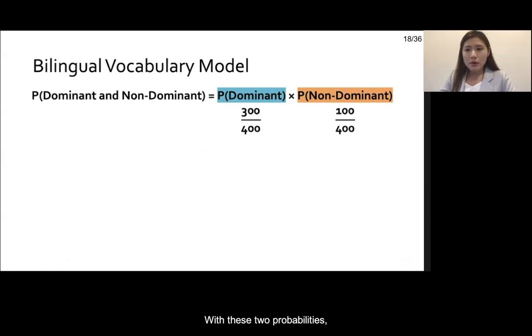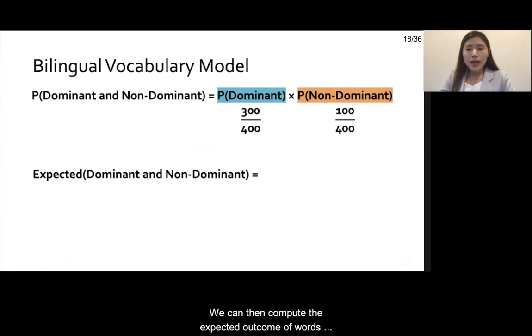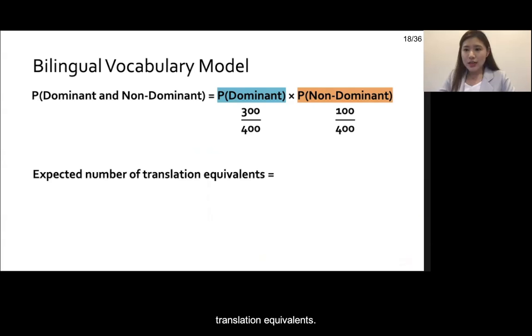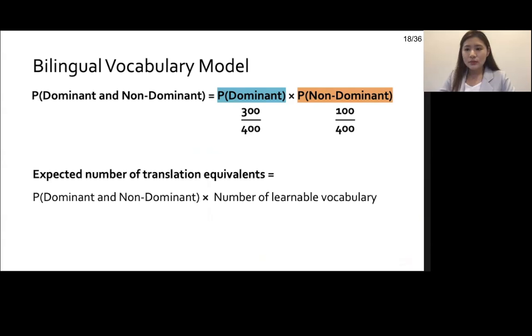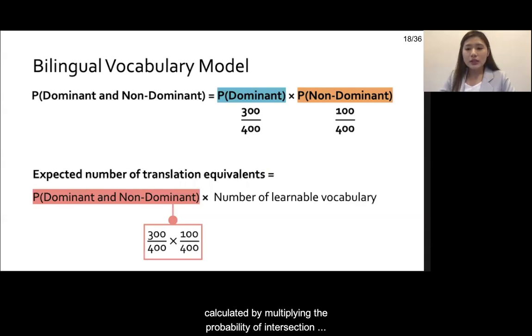With these 2 probabilities, we can then compute the expected outcome of words overlapping between the 2 languages. In other words, the expected number of translation equivalents. Following tests of probabilities, the expected number can be calculated by multiplying the probability of intersection between the dominant and non-dominant language by the number of potential learnable vocabulary.